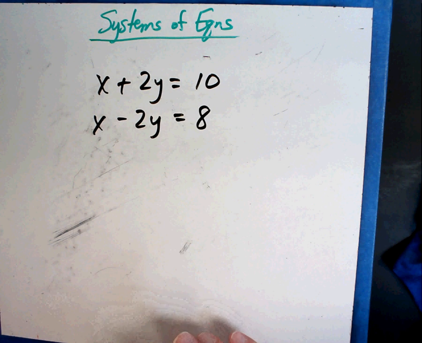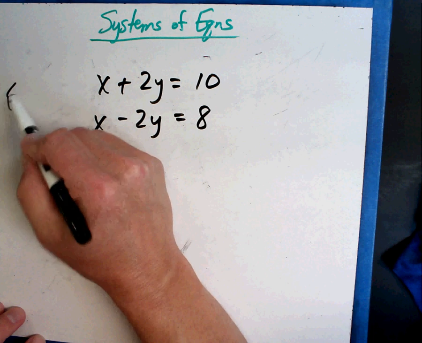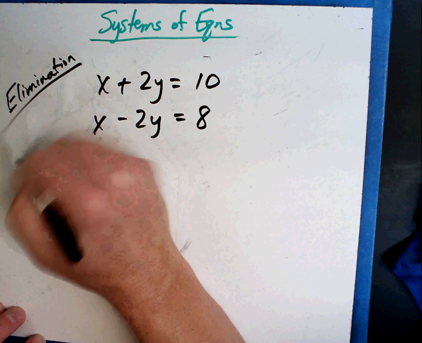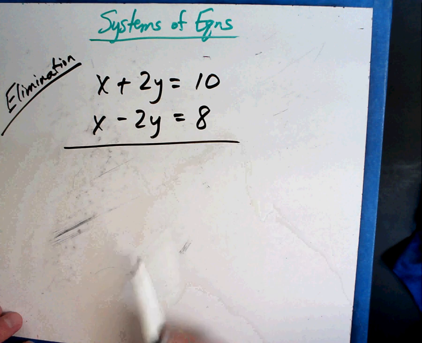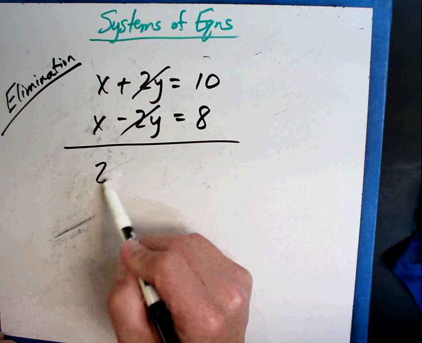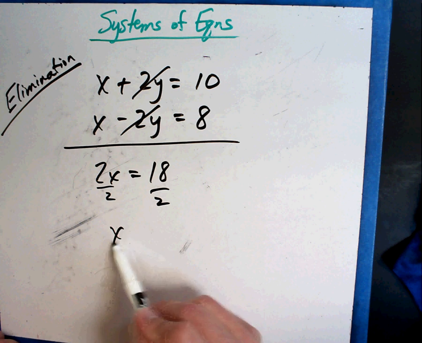I'm going to solve this one in two different ways, because there are really two ways to do it and make it work. I'm just going to work the same question twice. The first type is called elimination, and it's what we just did. When you add down, you'll see 2y and negative 2y go away. So I get 2x equals 18. Divide by 2, so x equals 9.